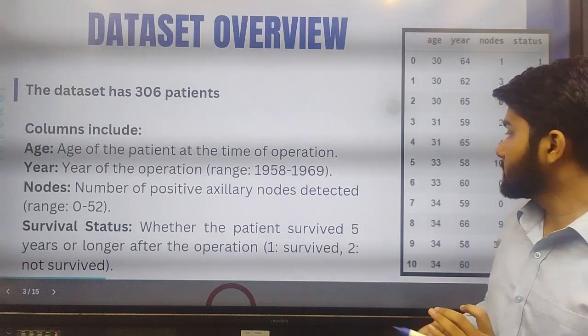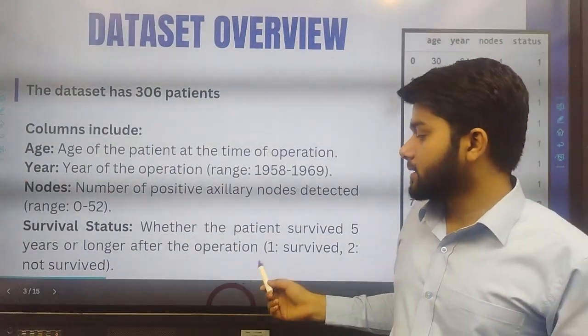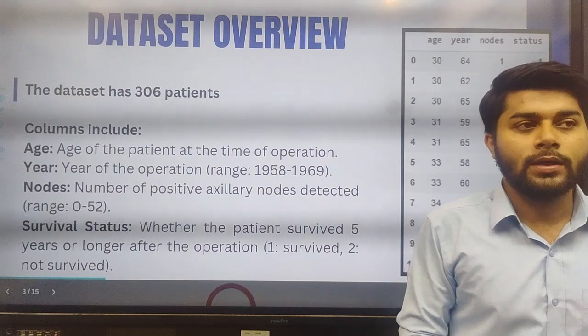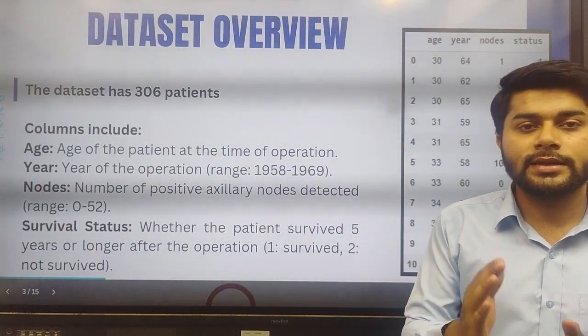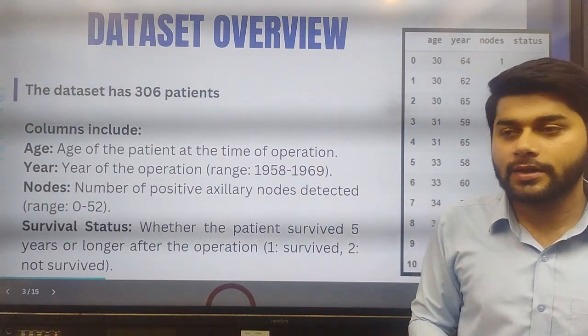We have two survival statuses. The first one is status 1 and the second is status 2. That means either the patient survived for 5 years or longer, or the patient did not survive under 5 years.